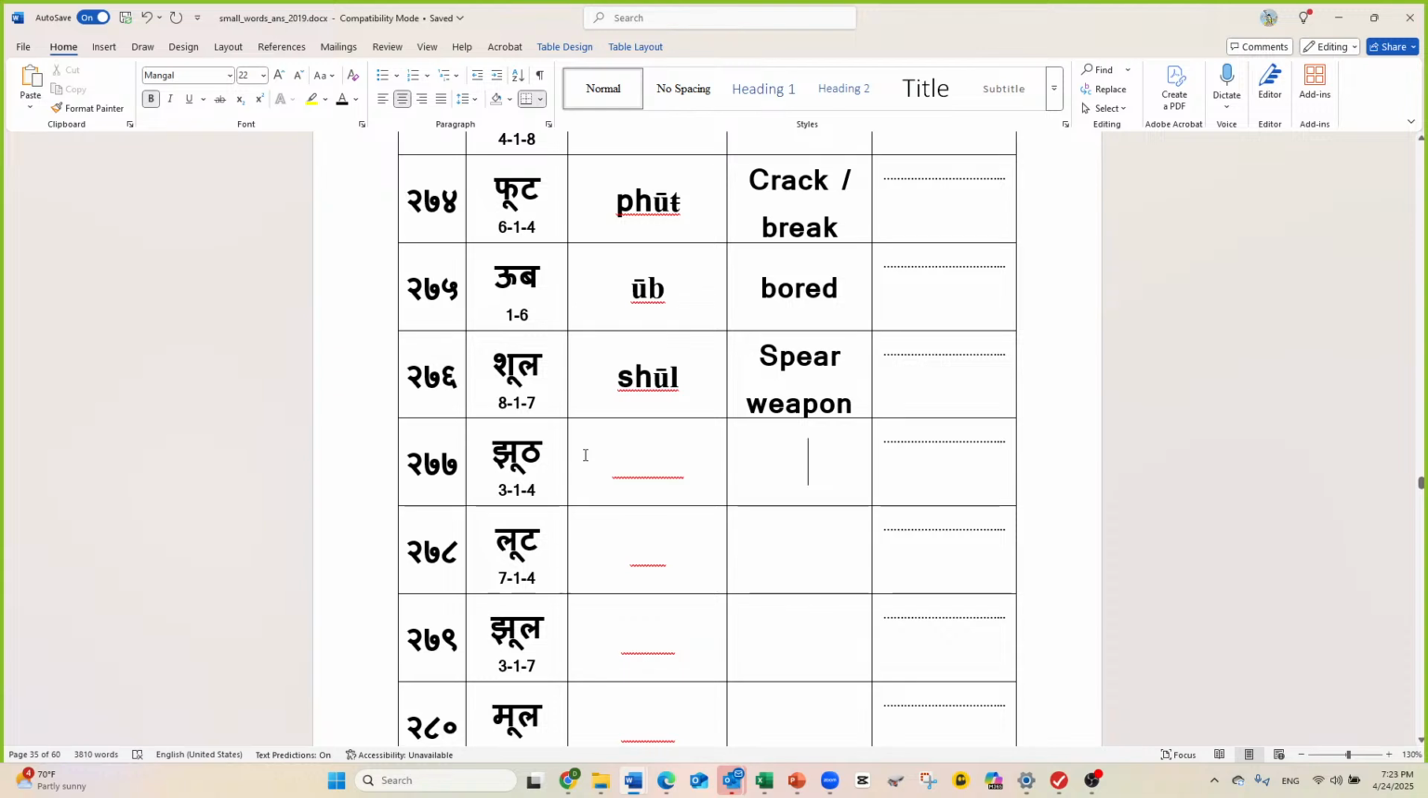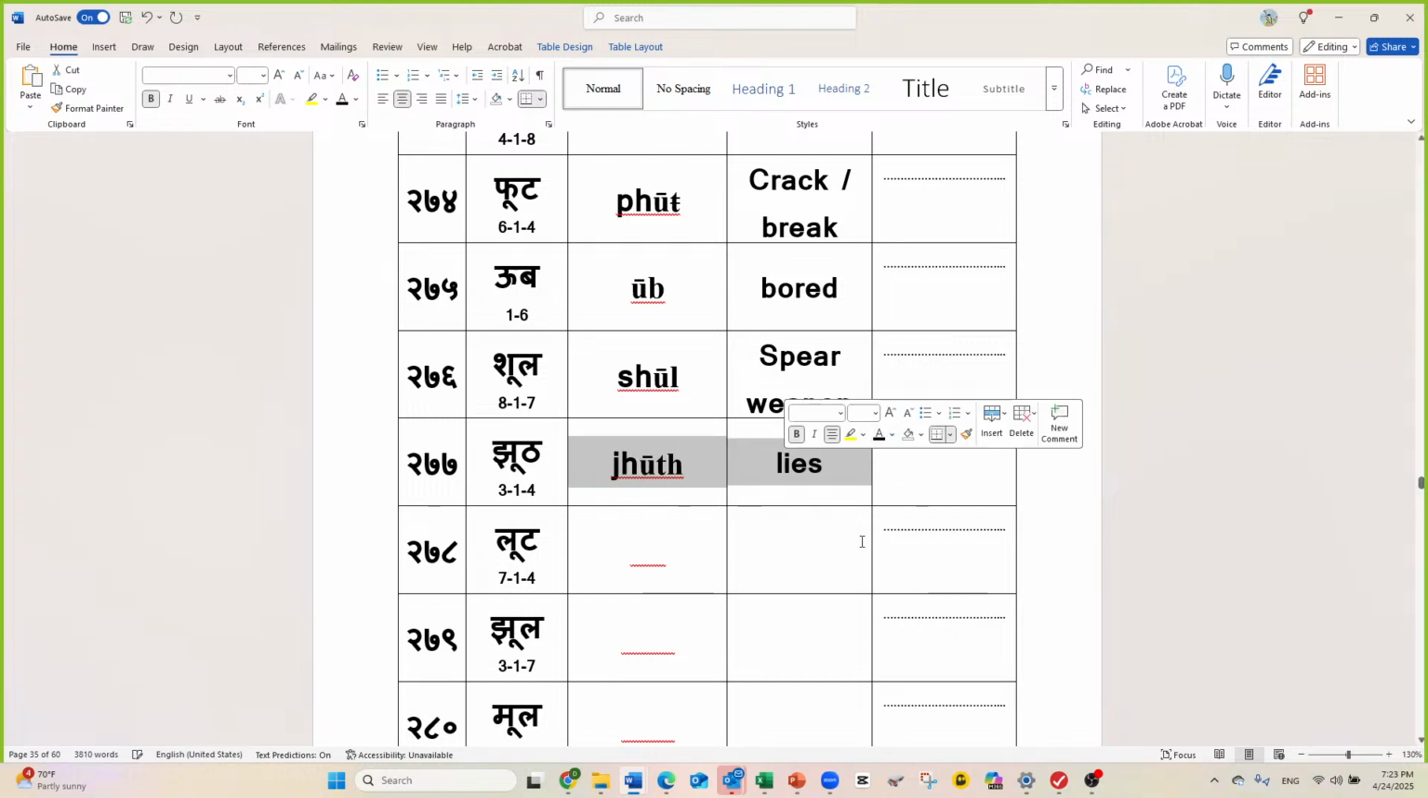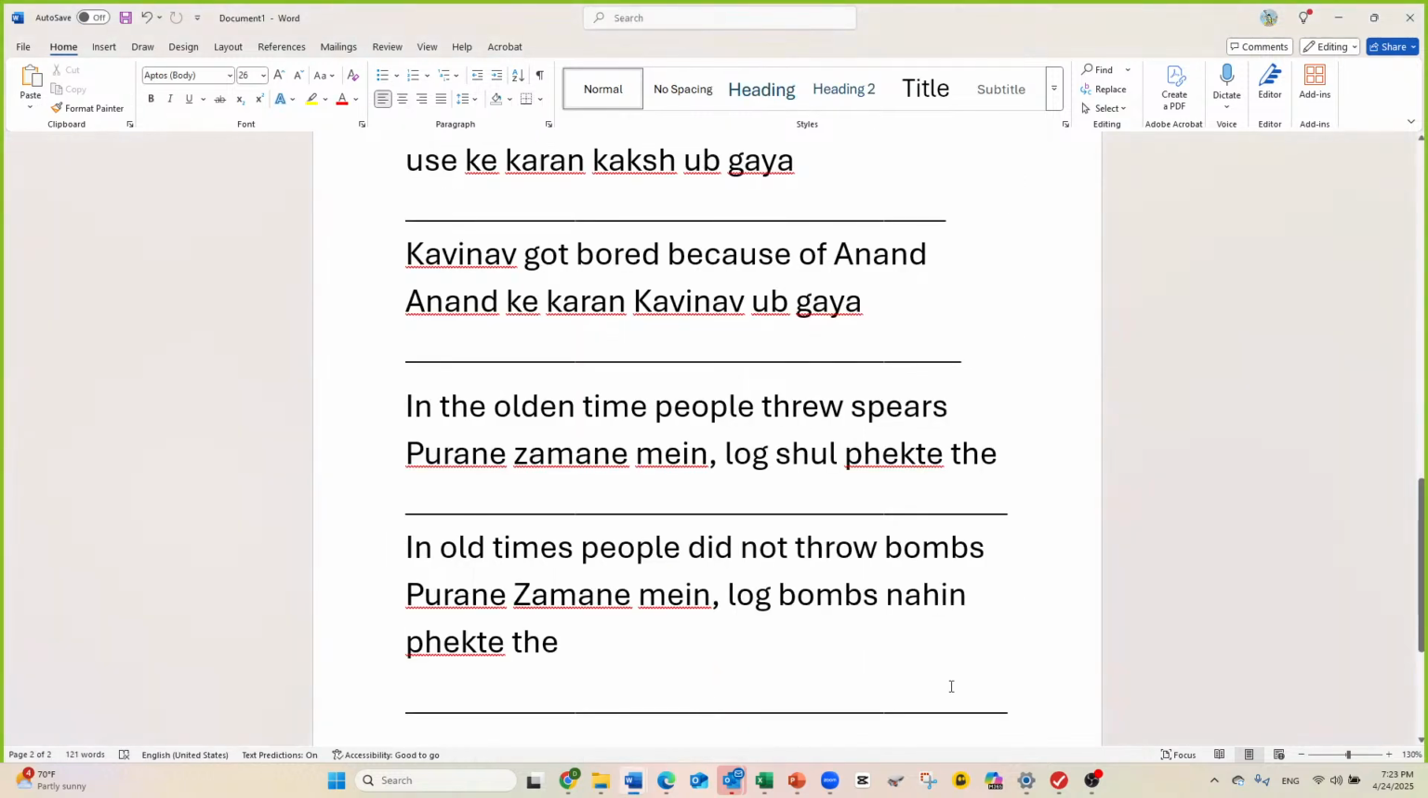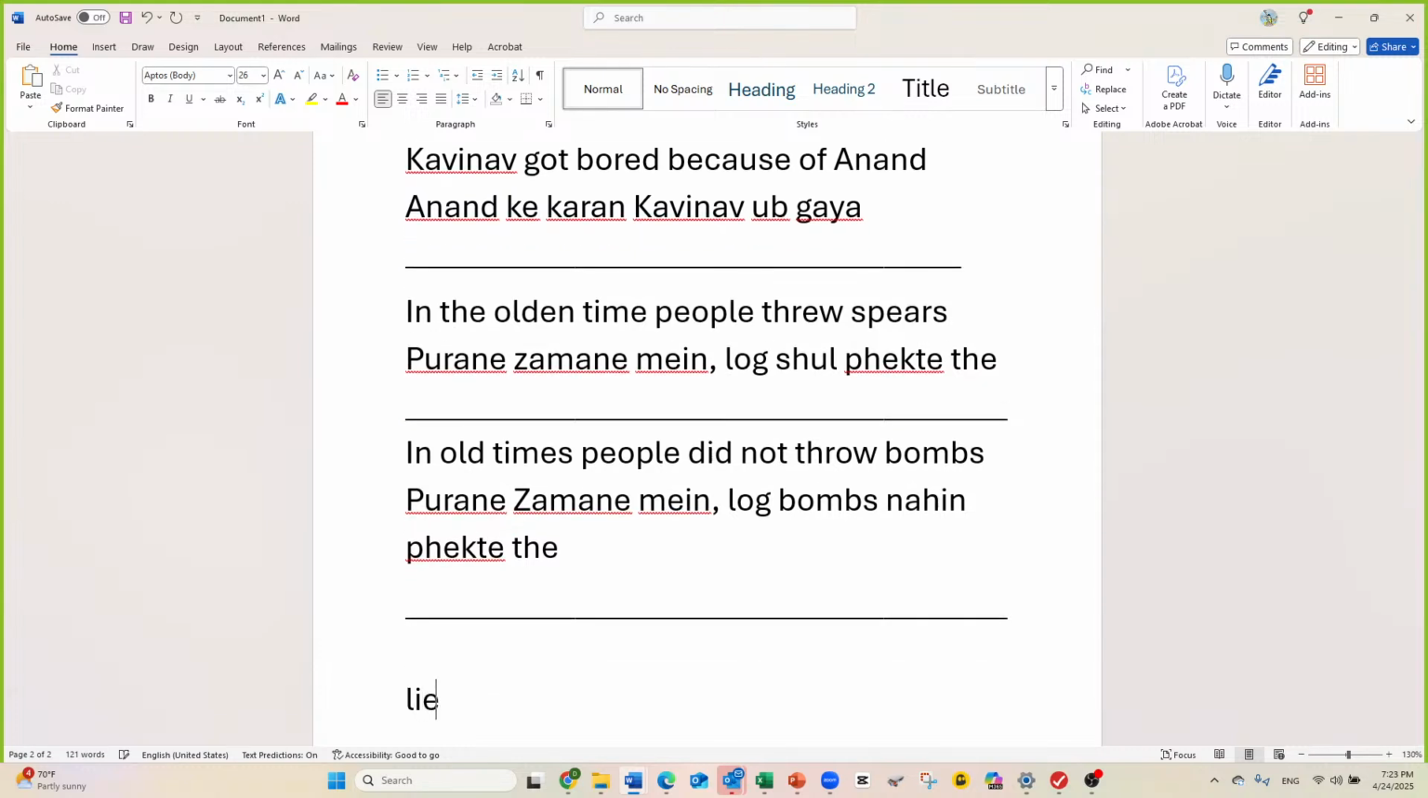पढ़ो. झूठ. झूठ will be lies. So now tell me a sentence with the word lies in it. He specializes in telling lies. So instead of specializes, can I say he masters? Okay.